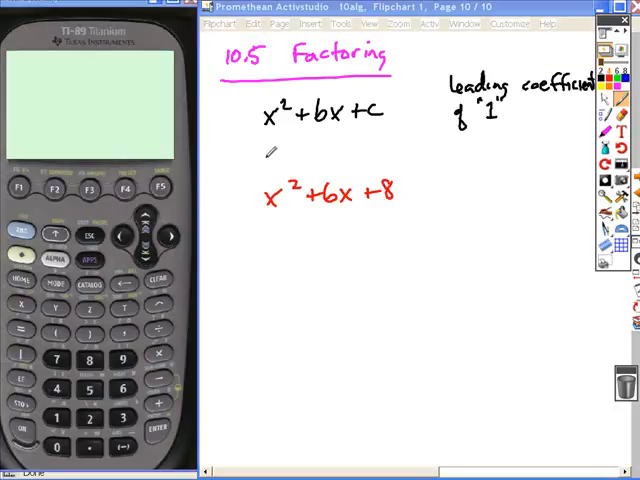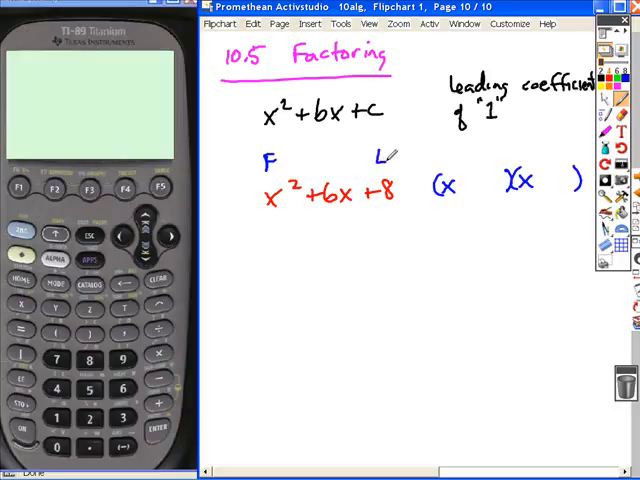Okay? When we looked at FOIL, the first terms of the two binomial factors gave you a product of this leading term. So the only way you can get x squared with two separate terms being multiplied by each other is x and x. And that's always going to be the first terms of your factors.